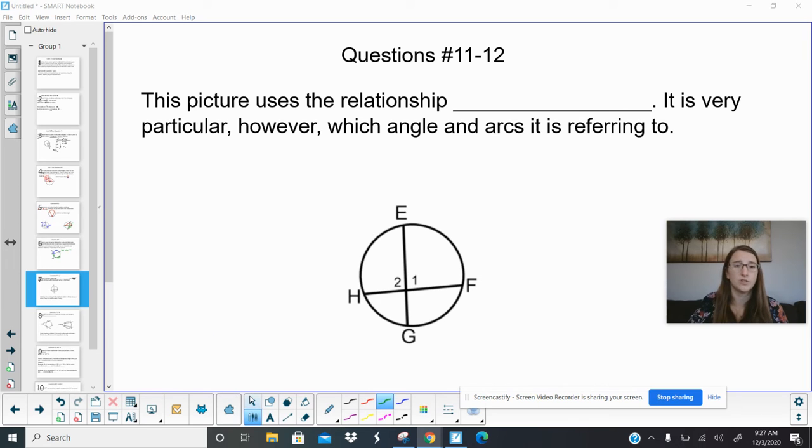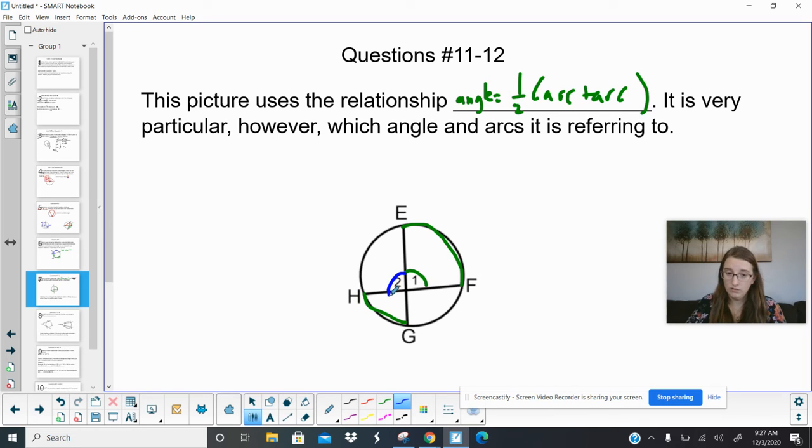So 11 and 12. These two questions used this picture, which if you wrote your formula sheet, you would know that we have the angle is 1/2. What I wrote was arc plus arc, but it is very particular to which angle and arc it is referring to. So for example, if I want to find this angle, the two arcs that it's referring to are the arc it opens up to and the one opposite it. If I want to find this angle, it's referring to these arcs, the arc it opens up to, and again, the arc opposite it. So we had to be a bit careful here.